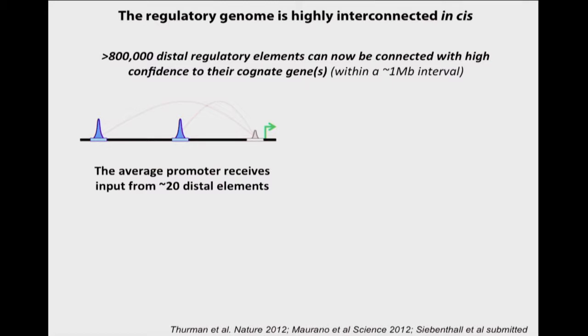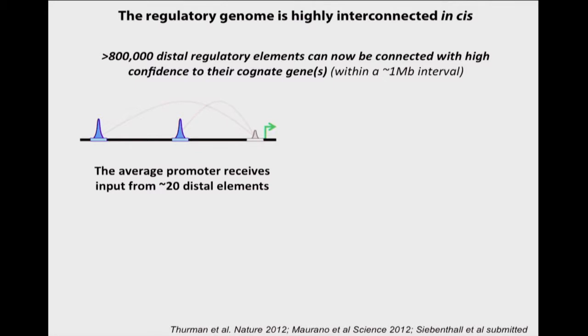And some of the basic numbers that you get out of it: if you crank across those hundreds of cell types and set a high threshold at which we know the correlations match up with physical interactions, you come out with about 800,000 elements that you can assign to their cognate gene. And when you tally it up, the genome looks quite different depending on where you're standing. If you're standing on the promoter, the average promoter is receiving input from around 20 distal elements. It doesn't mean that it's getting them all at the same time.